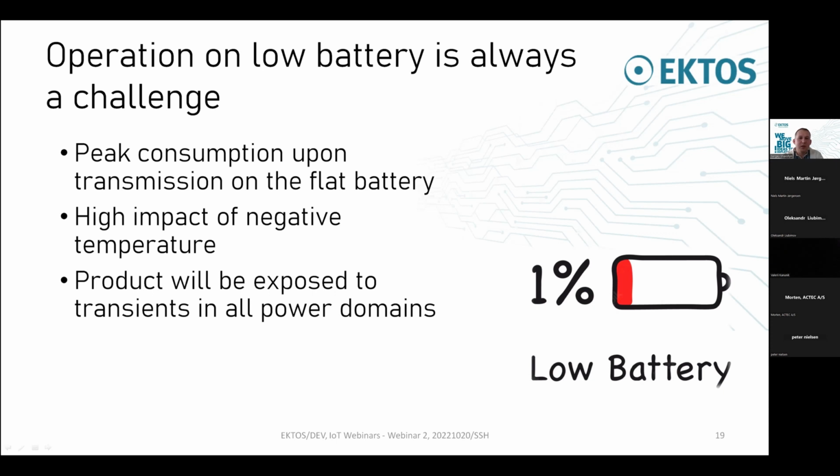Then there is a high impact of negative temperatures, as we already discussed, and they influence the battery capacity a lot. The capacity drops at negative temperatures, and for a flat battery, it will become a real problem. So, for example, you have an outdoor product, and then suddenly, when the temperature during the nighttime goes below 0 degrees C, the product restarts.